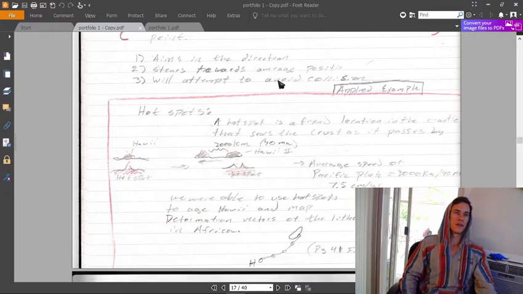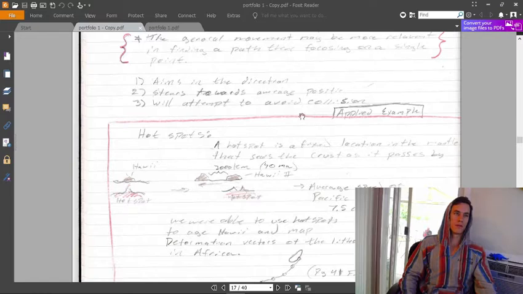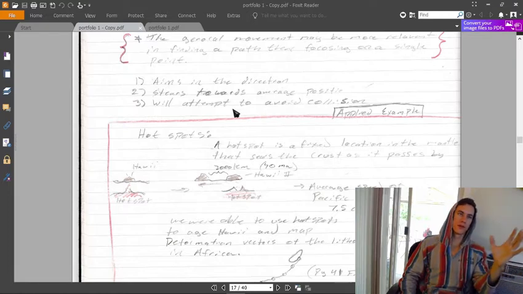It aims in the direction, steers towards average position, and will attempt to avoid collision. This is like the formation of birds, and it's kind of the same thing with particles, in that they aim in a general direction and they start towards an average position, and they'll attempt to avoid colliding into one another.